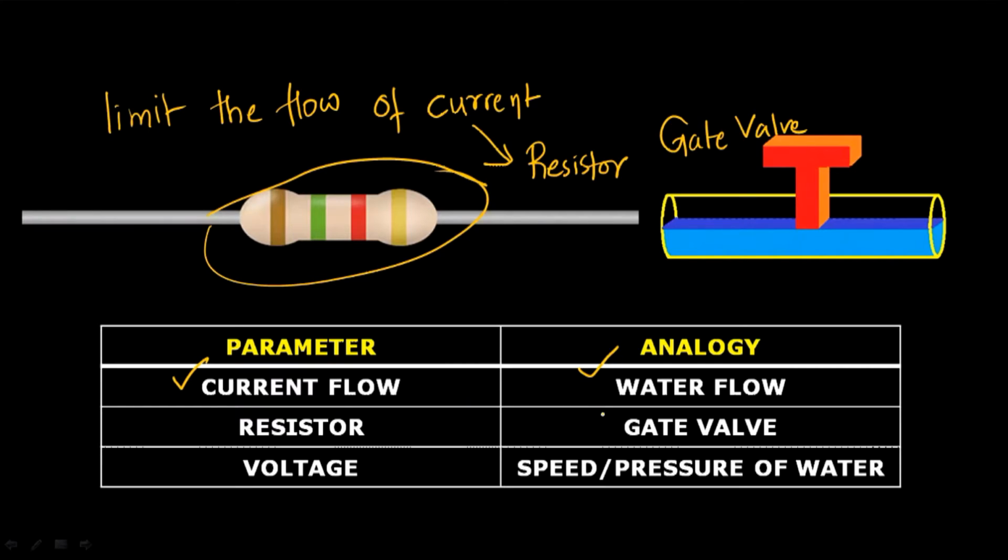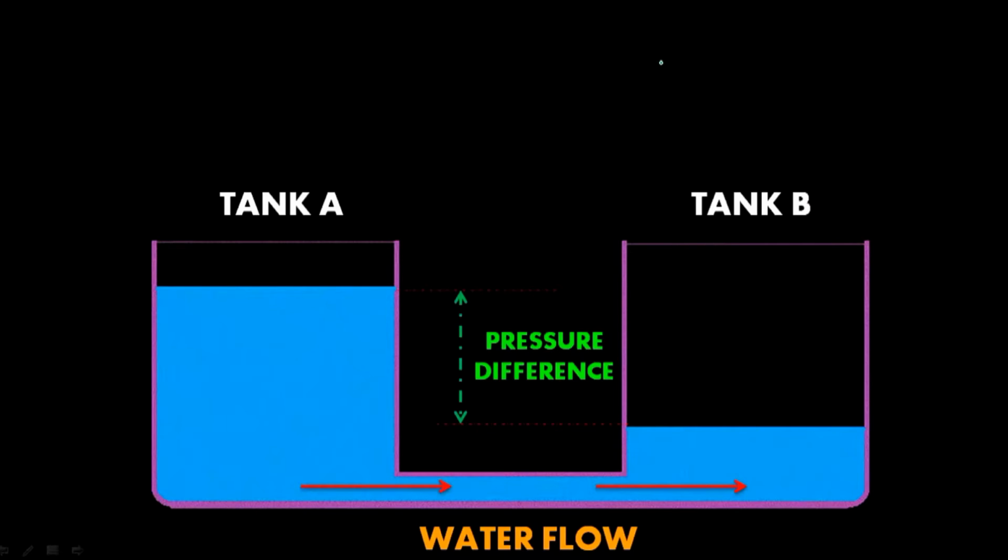So if we consider the function of a gate valve is analogous to the function of a resistor in a circuit, we can say that the speed or pressure of the water in a pipe system is analogous to the voltage or potential difference in a circuit. Okay, now with this idea in mind, I am trying to introduce an important concept in physics which is known as Ohm's law. Consider a two-tank system as shown in this picture.